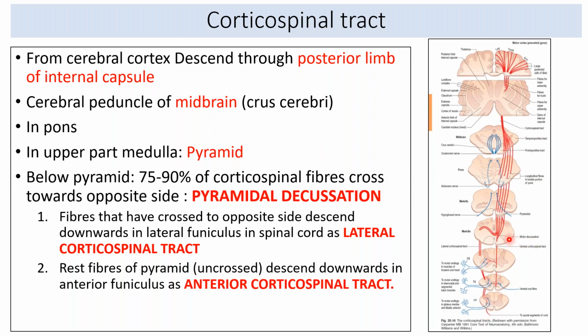What will happen to the rest of the fibers? Only 5% of the fibers that have not crossed at the level of the motor decussation, or pyramidal decussation, continue and descend in the anterior funiculus of the spinal cord as the anterior corticospinal tract. And the lateral corticospinal tract descends along the lateral funiculus of the spinal cord. This is the area where you have drawn the lateral corticospinal tract. So this is the course of the corticospinal tract.